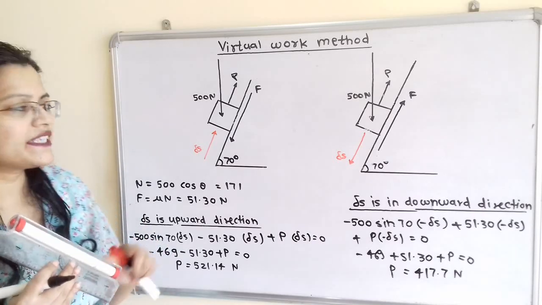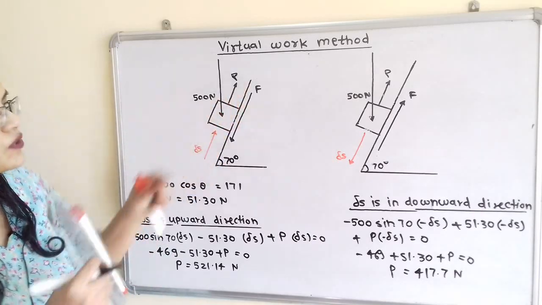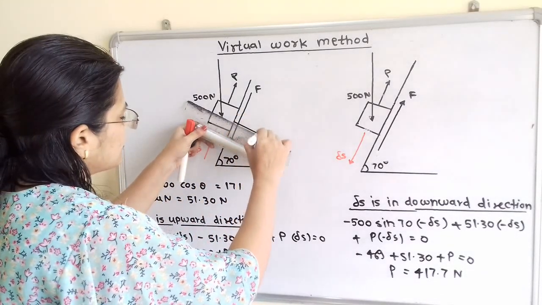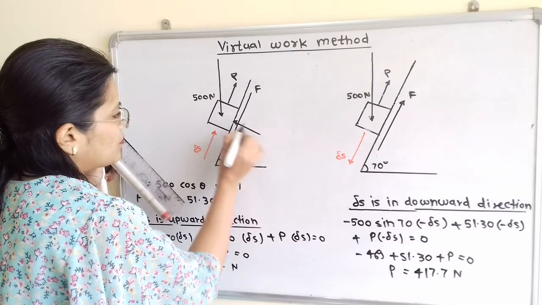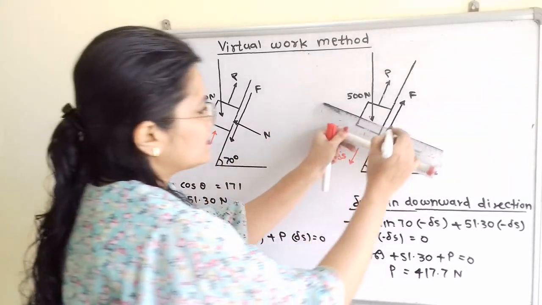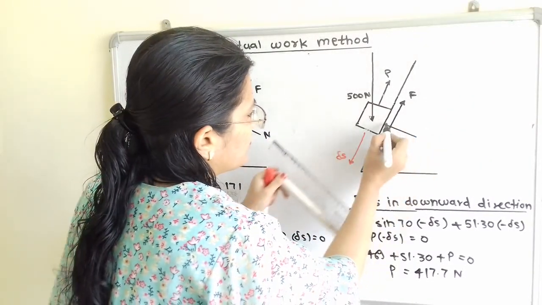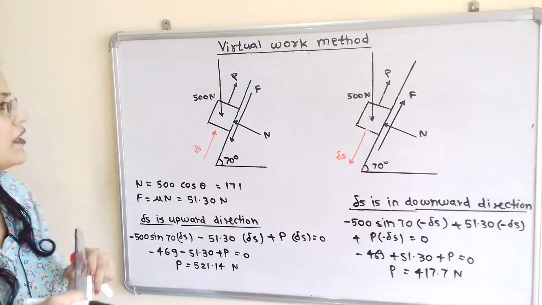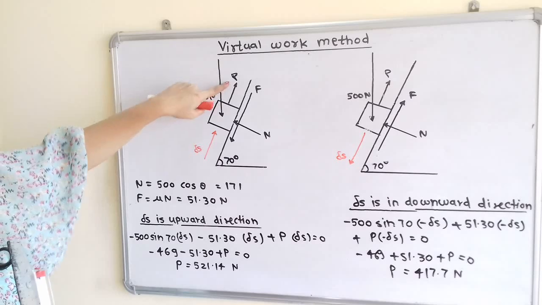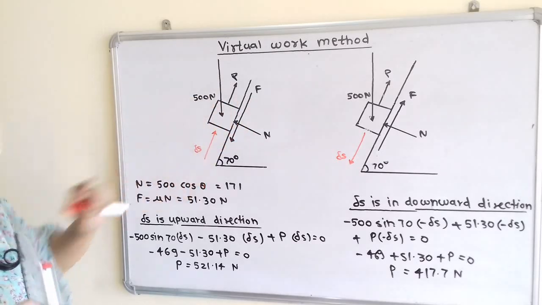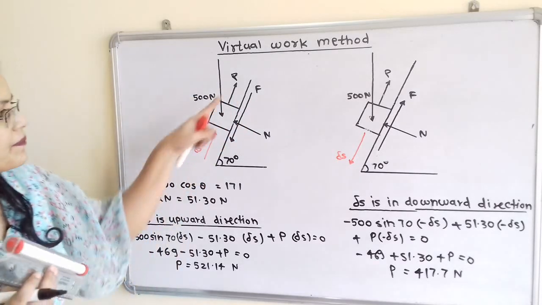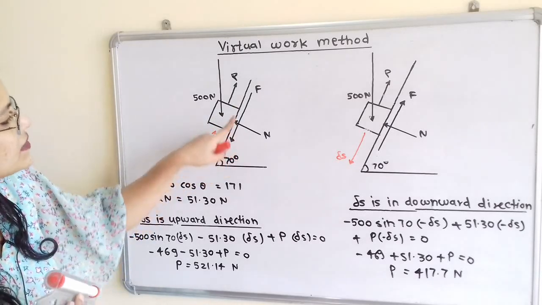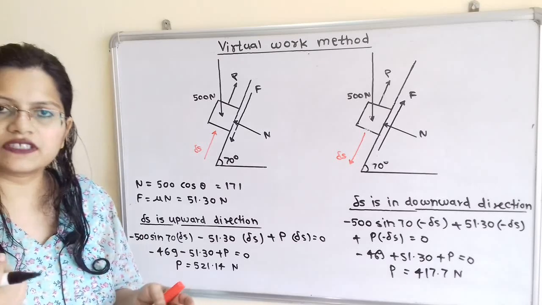Now the block is in contact with the inclined surface, so there is normal reaction N. This normal reaction N is perpendicular to the inclined surface. So we will draw one perpendicular line, and this N is passing through the center of the block. Now in this case also we have to draw one perpendicular line, and this is the normal reaction N. Now if we observe this P, then frictional force F and delta S are parallel to the inclined surface, and this N is perpendicular to the inclined surface.